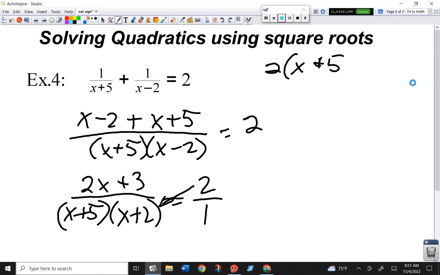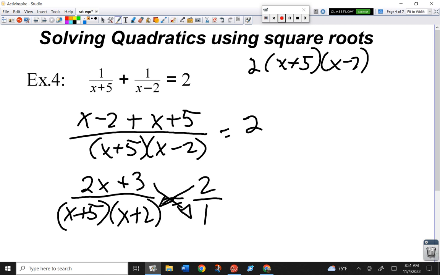This is bothering me. Why is it doing this to me? Alright, so I'm going to get 2 times x plus 5 and x minus 2. And then I'm going to have this side multiplied here, so that's going to be 2x plus 3.